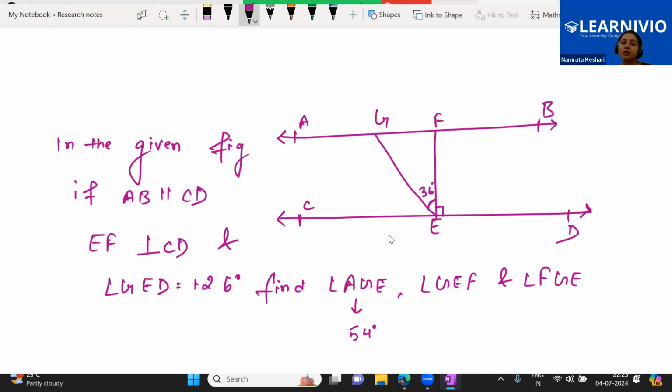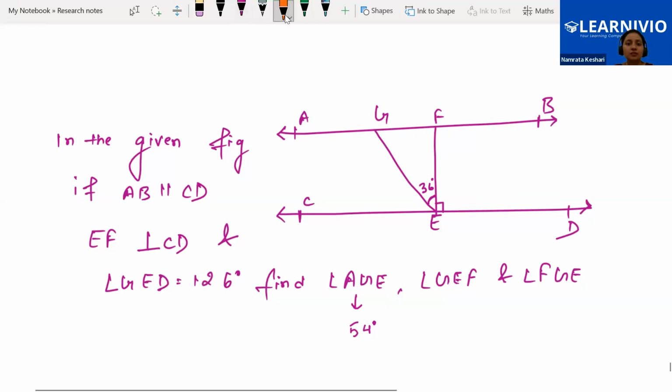AB and CD are parallel lines. I'm going to show you something. Are you trying, Irshad?